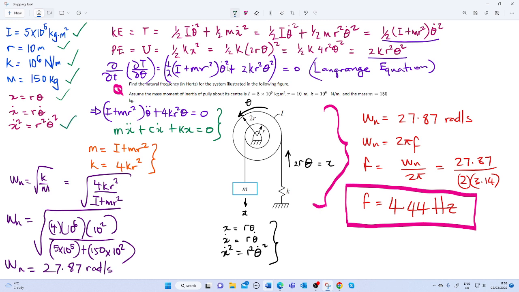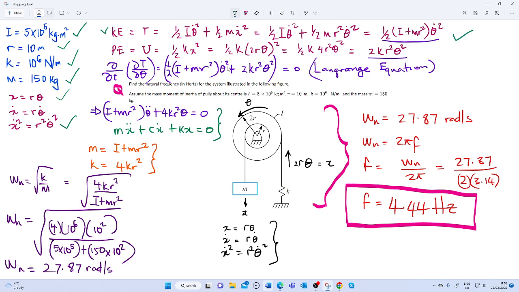Now, our first approach is to deduce the equation of the kinetic energy and the potential energy using Lagrange equation here. So therefore, our kinetic energy T equals half of the moment of inertia times theta dot squared plus half of the mass of the body attached to the pulley times x dot squared. So that gives us this particular equation.